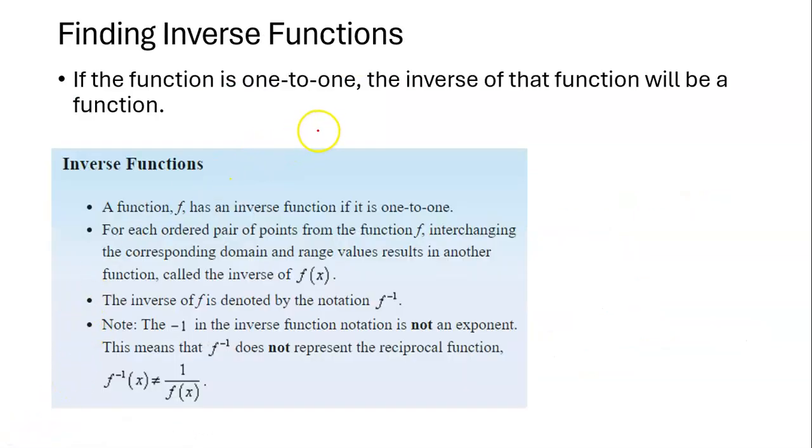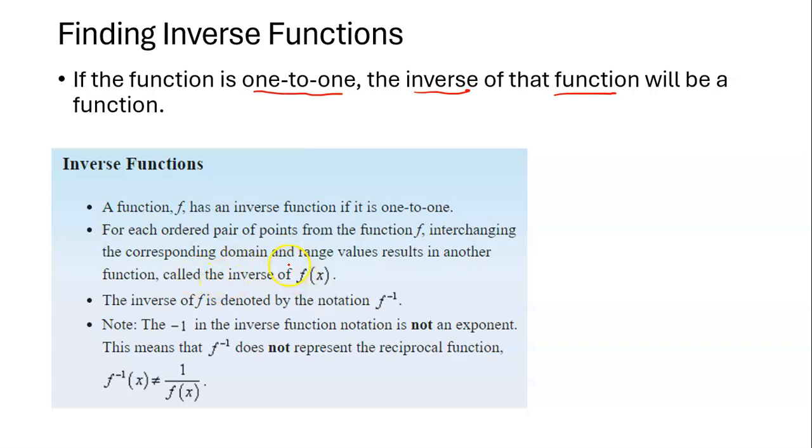Finding inverse functions. If the function is one-to-one, the inverse of the function will be a function. We're getting into some math language here. So if the function is one-to-one, the inverse of that function will be a function. So here's some facts about inverse functions. A function has an inverse if it is one-to-one. There are some functions that don't have inverses.